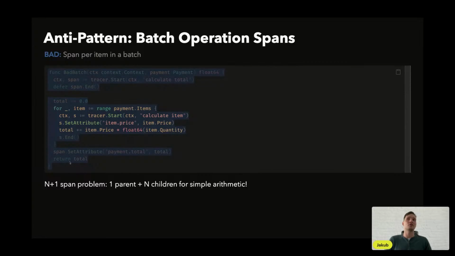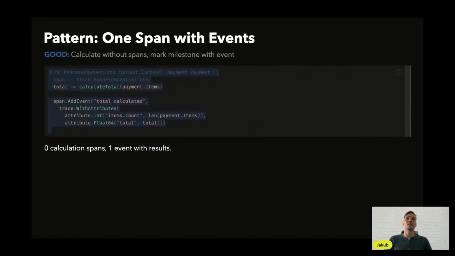You have a similar issue when you work with database queries. You do a first query, and for each item you want to process, you do another query. This is really, really similar. What you can do instead is capture the aggregate of your batch operation: how many items you processed and what the total amount is. This is just a single event with attributes.